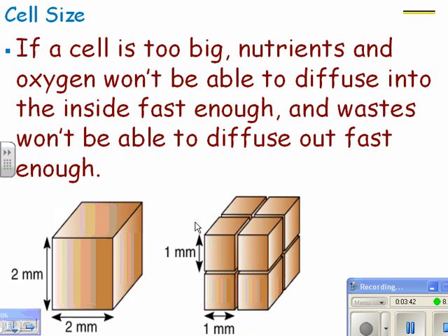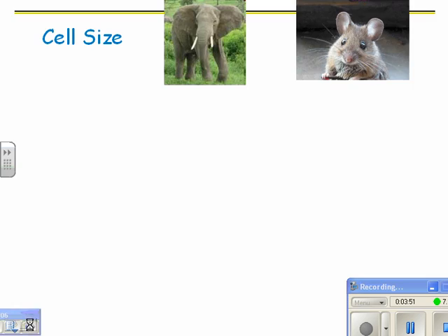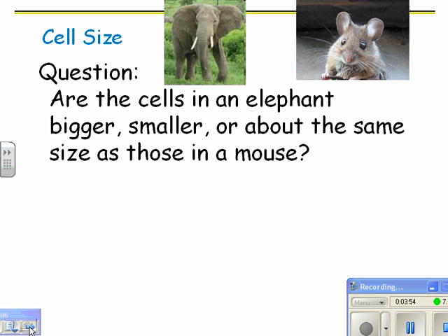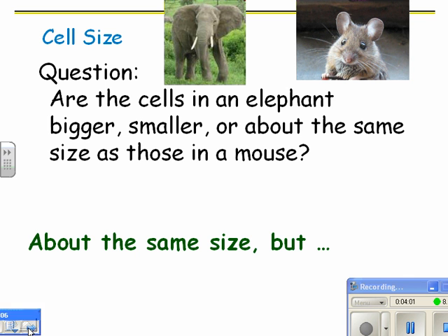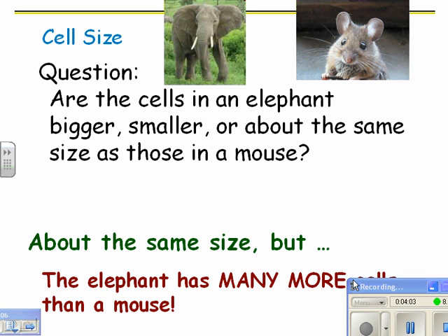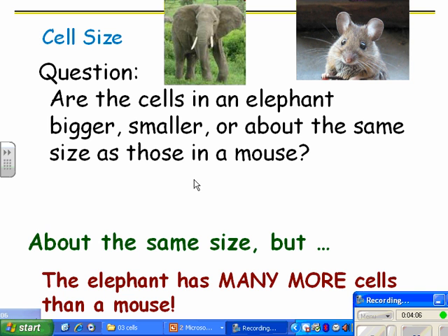So there's a certain size where it works, where it's small enough that it can get the nutrients diffused into it, and big enough where it can fit everything inside of it, and that would be the size of a cell. So to answer the question, are the cells in an elephant bigger, smaller, or about the same size as the cells in a mouse? The answer is they're about the same size, but the elephant has many more cells than a mouse. So your cells are the same size as this big elephant and the same size as this little mouse, but you have more cells than a mouse and fewer cells than an elephant.